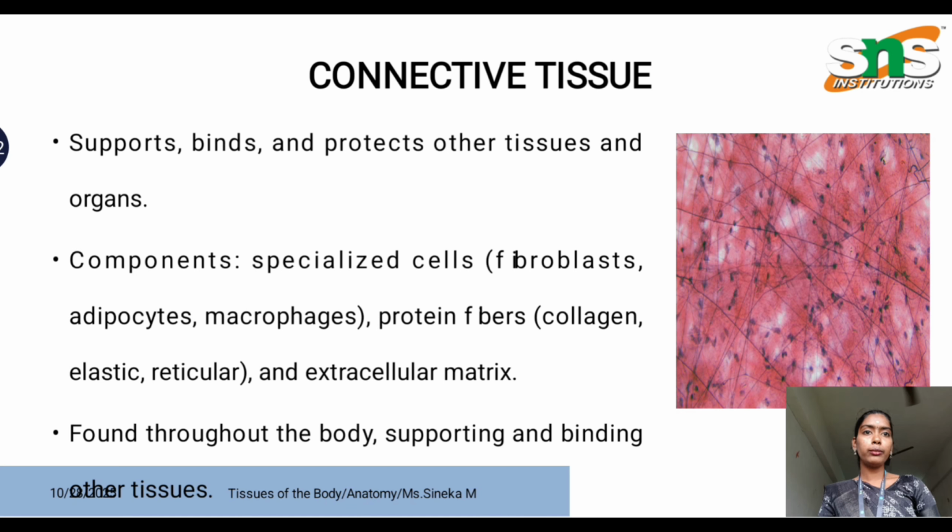Next one is connective tissue. This connective tissue connects our organs and other things, and also it helps for support, binding and also protects other tissues and organs. Here is the image for connective tissue. In connective tissue, there are major components called specialized cells: fibroblasts, adipocytes and macrophages, which give structure and protection. Next are protein fibers: collagen, elastic, reticular, and also extracellular matrix. These are all the components that help to connect the body structures. This connective tissue is found throughout the body and it helps for supporting and binding of tissues.